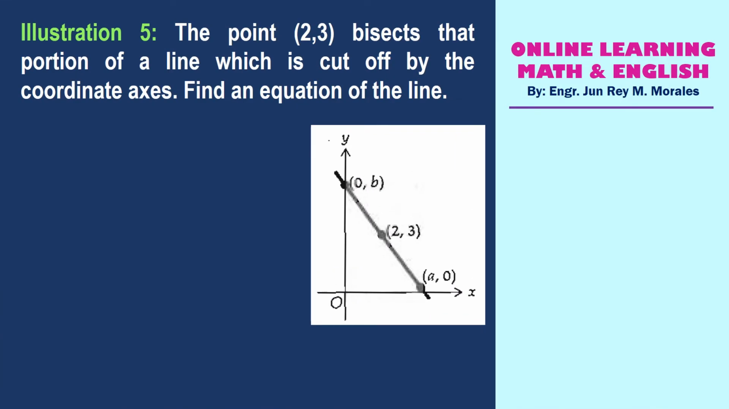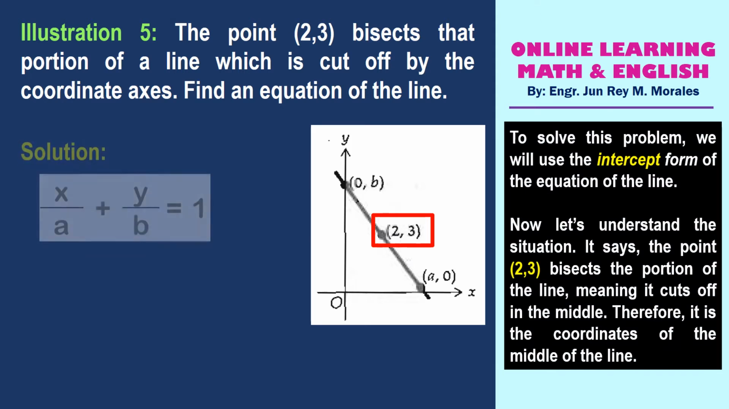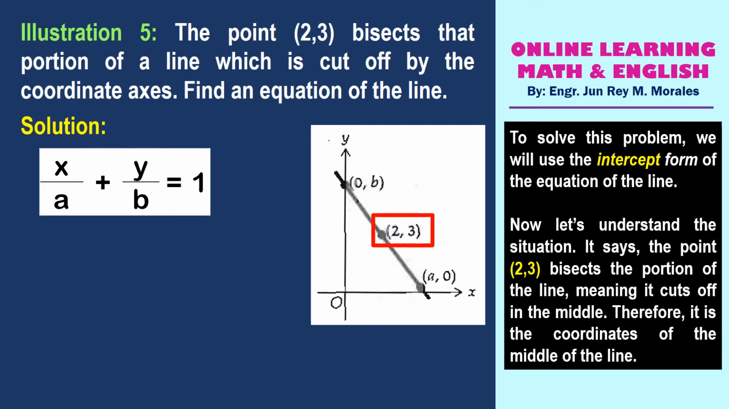Now, to fully understand this, let's have illustration 5. The point (2, 3) bisects that portion of a line which is cut off by the coordinate axes. Find an equation of the line. To solve this problem, we will use the intercept form of the equation of the line.